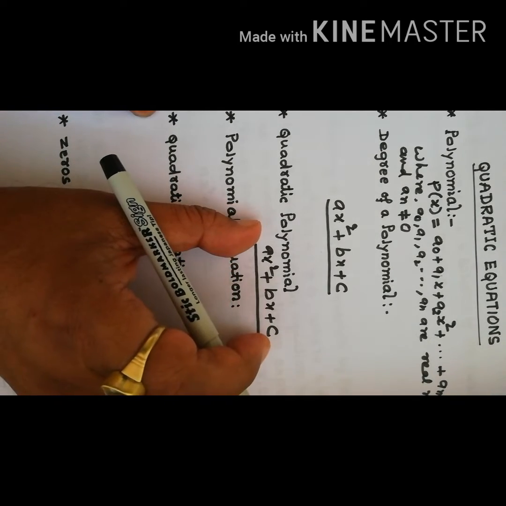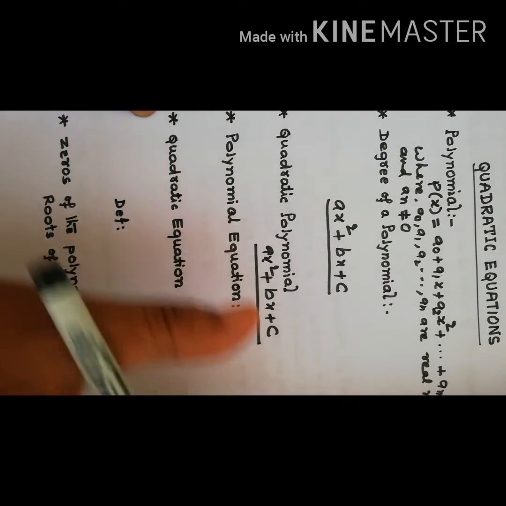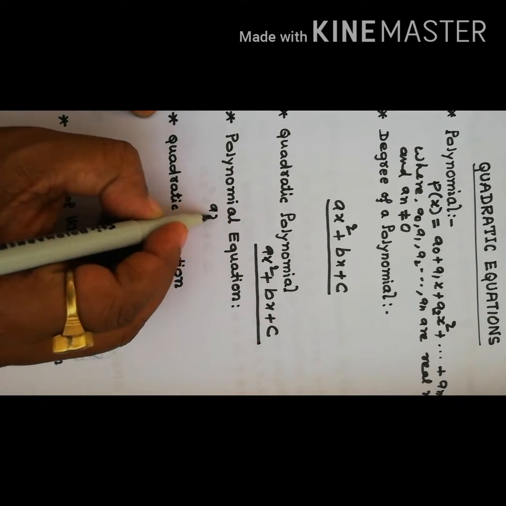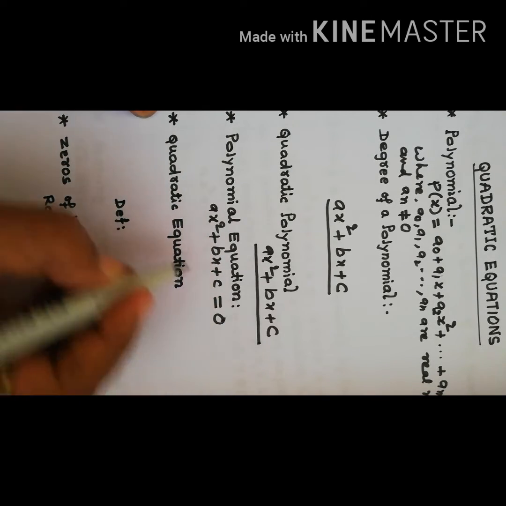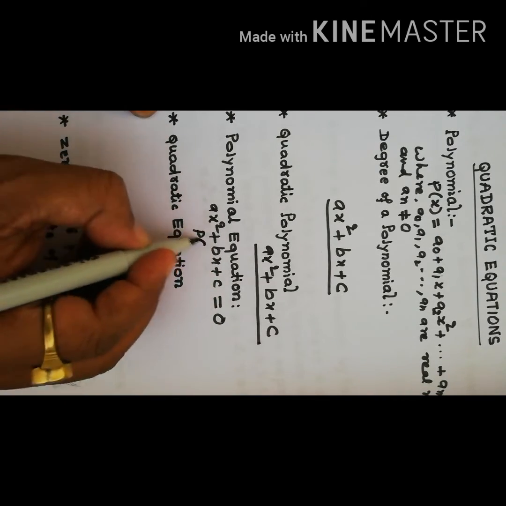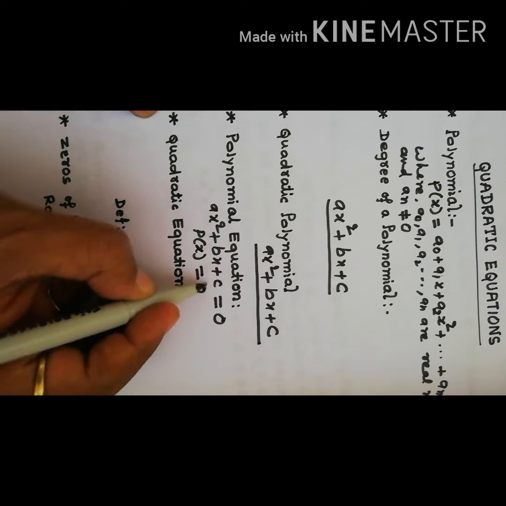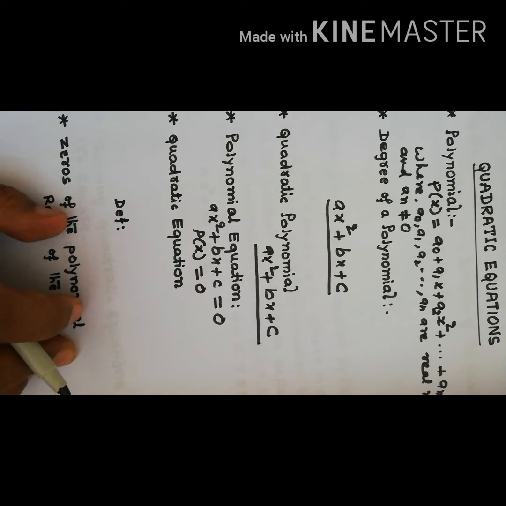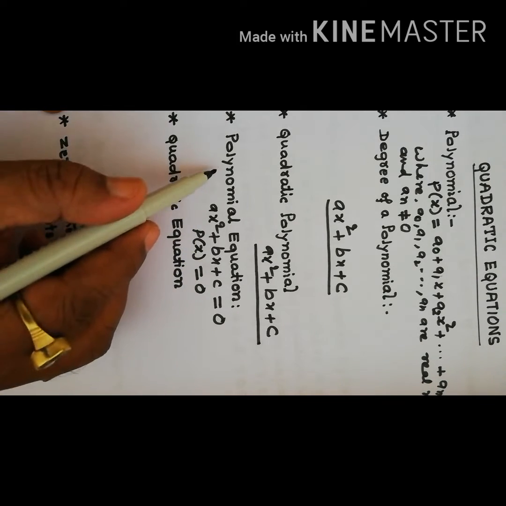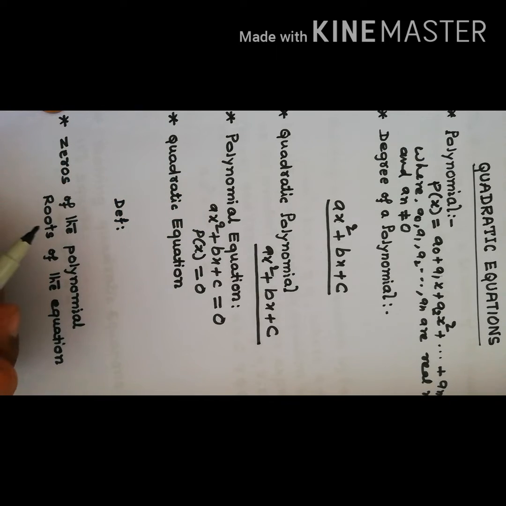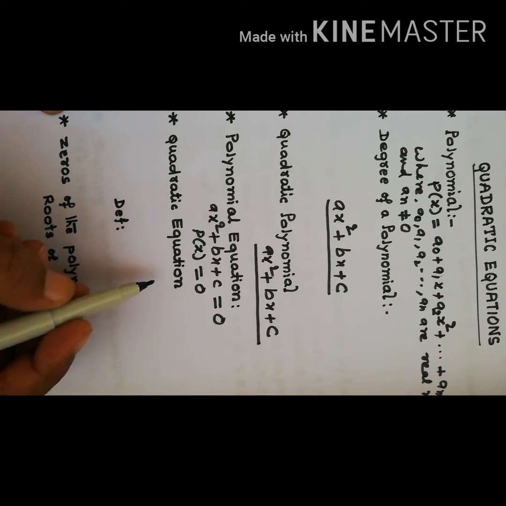And how does this polynomial become a polynomial equation? If you say ax square plus bx plus c is equal to 0, or p(x), a polynomial, is equal to 0, then we say that this is a polynomial equation. The polynomial equation of a quadratic polynomial is called a quadratic equation.